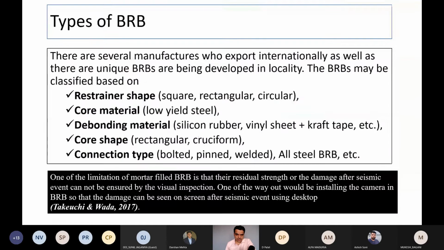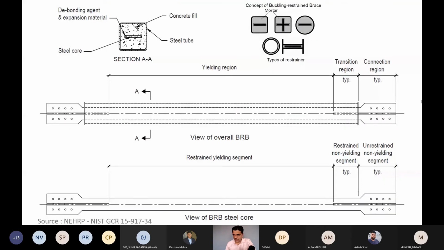And just one more part here, when we look at this figure, the connection region is very important, what we were calling the neck region. Let us see here in the central portion, there is a steel core, a restrainer and then a concrete fill. This portion we have taken care of, considering strict fabrication control, appropriate debonding gap and appropriate steel core. But the steel core has to be connected here, so there is going to be a transition region, and after this transition region there is a connection region.